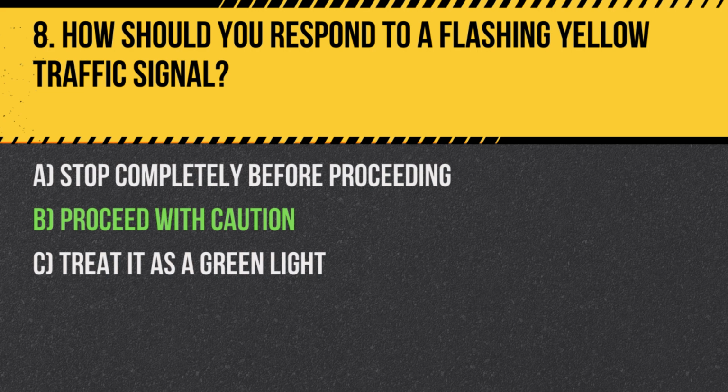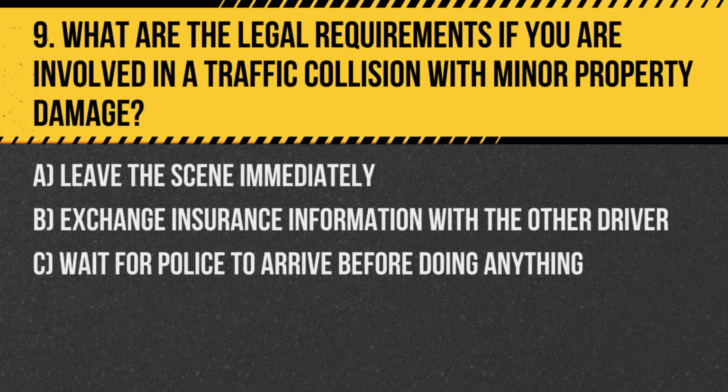Answer. B. Proceed with caution. A flashing yellow light at an intersection means you should slow down and proceed with caution, remaining alert for crossing traffic and pedestrians.